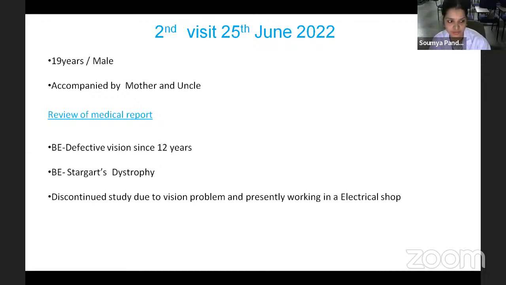accompanied by his mother and uncle. Presently, he is working in an electrical shop and discontinued his studies because of vision problems.